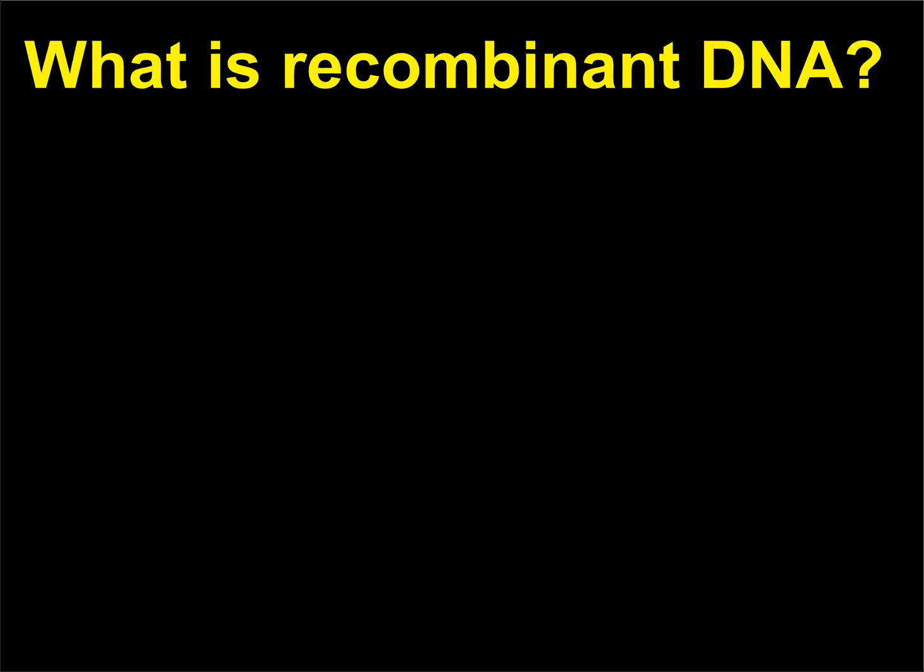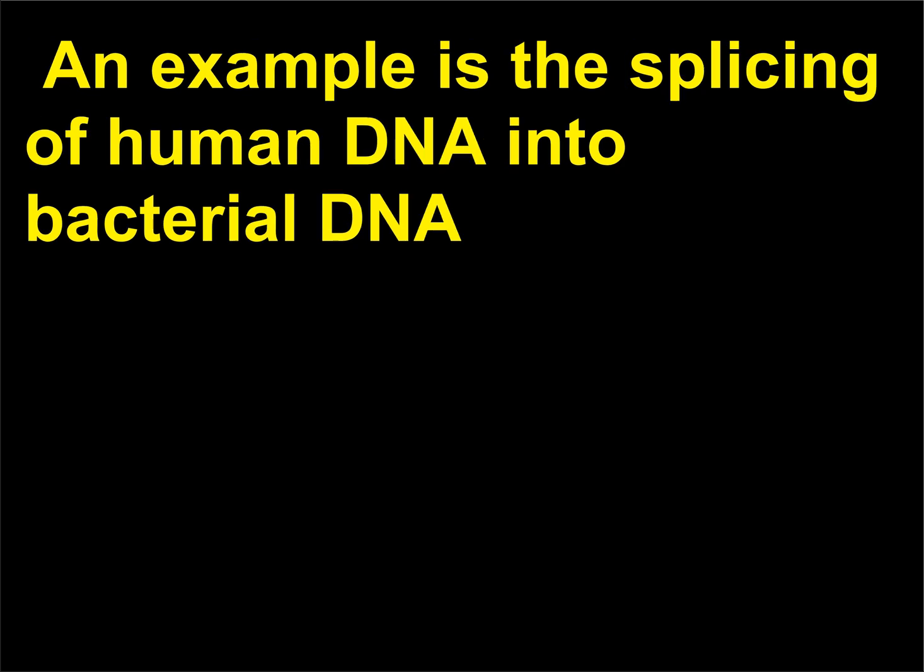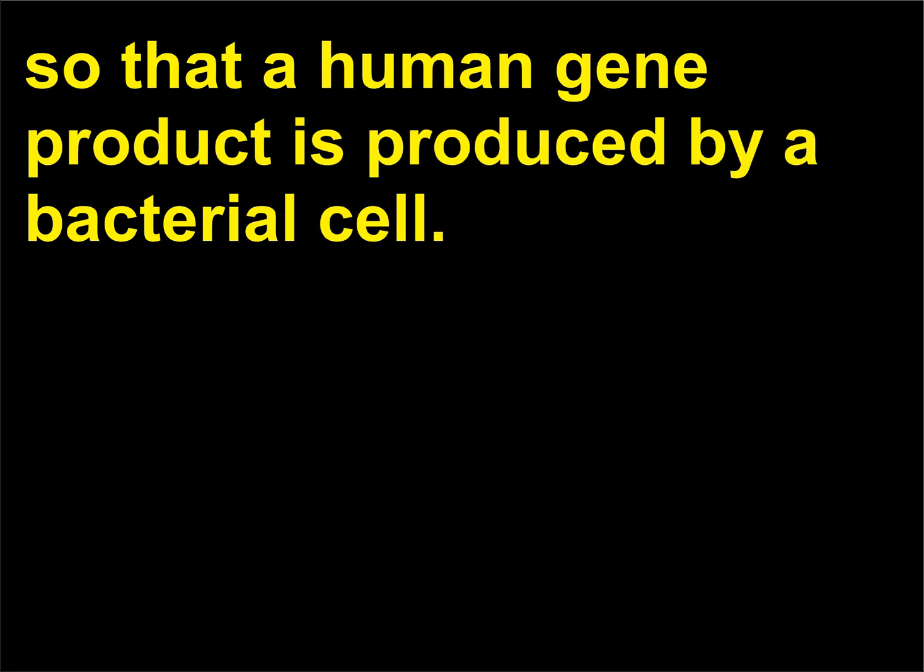What is recombinant DNA? Recombinant DNA is hybrid DNA that has been created from more than one source. An example is the splicing of human DNA into bacterial DNA, so that a human gene product is produced by a bacterial cell.